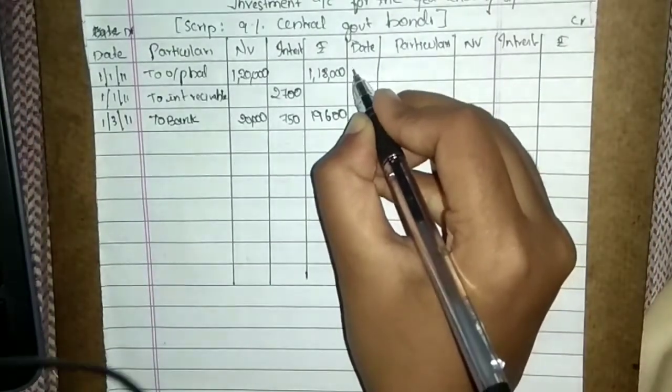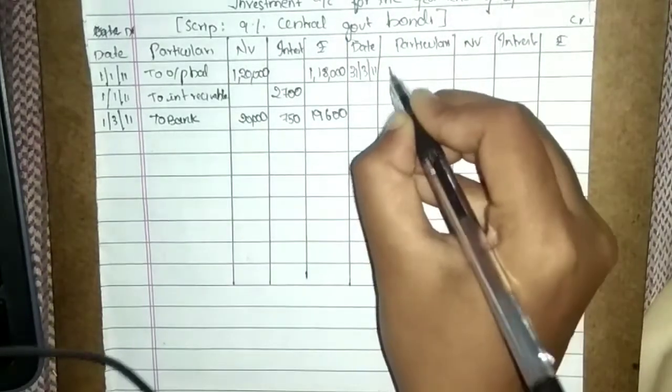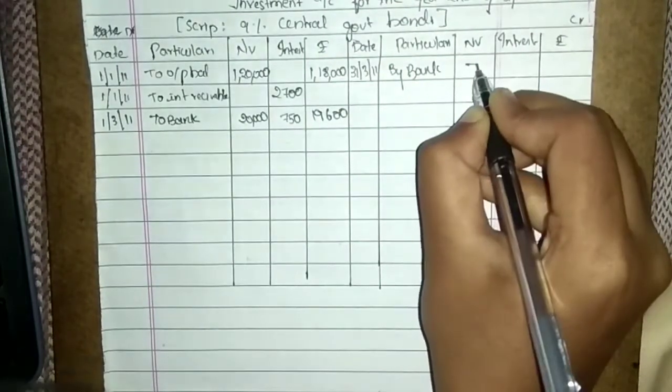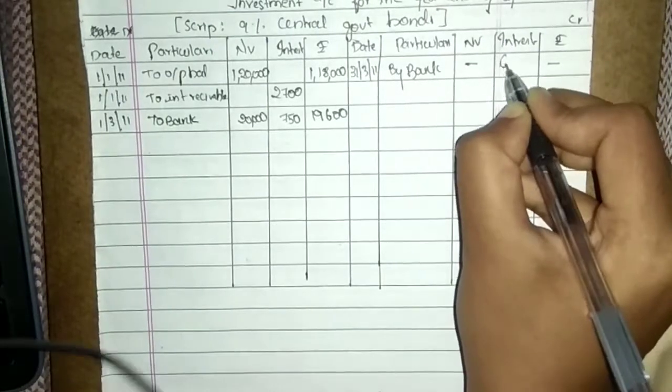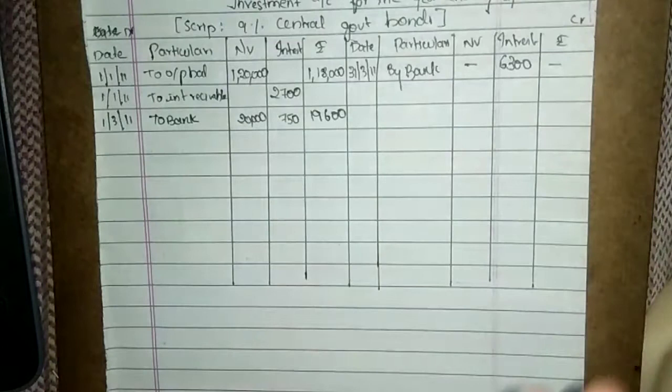Next, on 31st March 2011, by bank, you are not writing it in the nominal value, you are not writing in the amount column, only in the interest column, 6,300. This entry is over.